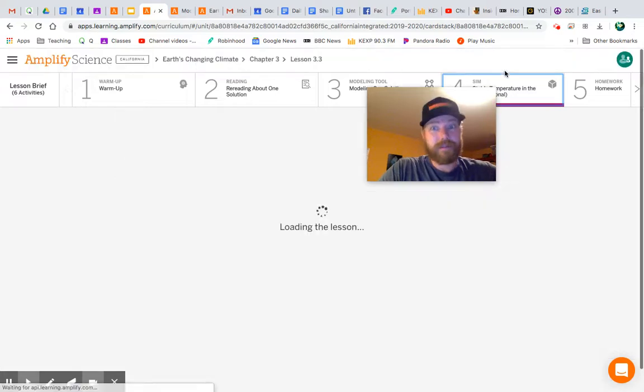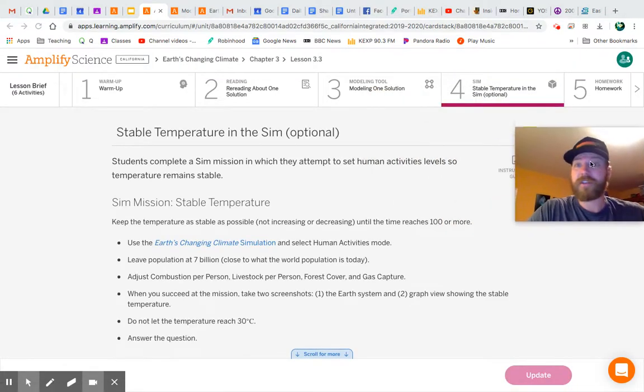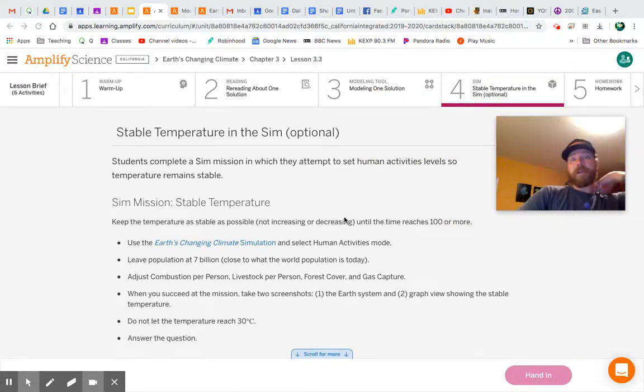Hey, here's the next thing, which is it's a challenge. You're going to jump into the sim, and your challenge is to keep the temperature stable. You're not trying to increase it. You're not trying to decrease it. You're trying to keep it the same and stable. That's what stable means, right? It doesn't change. Okay. So your mission: keep the temperature as stable as possible until the time reaches 100 or more. Use Earth's changing climate simulation.